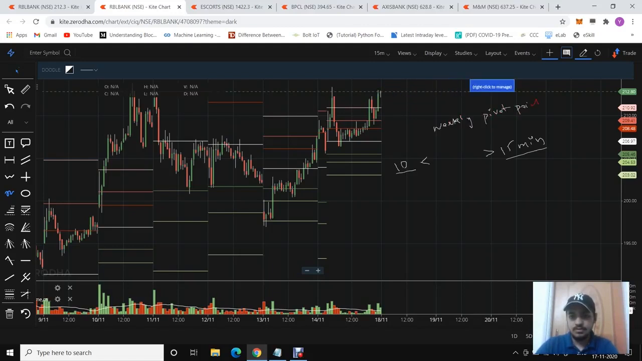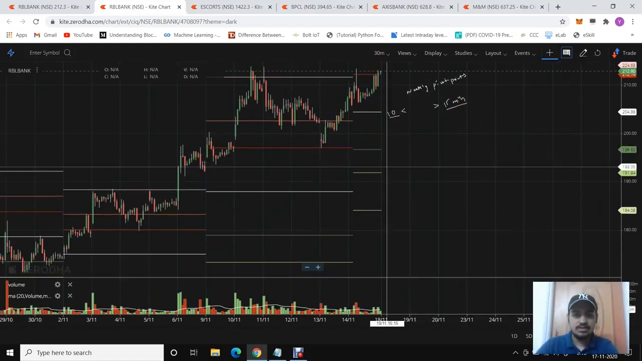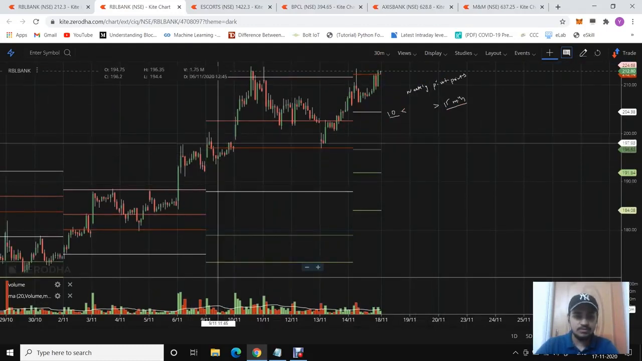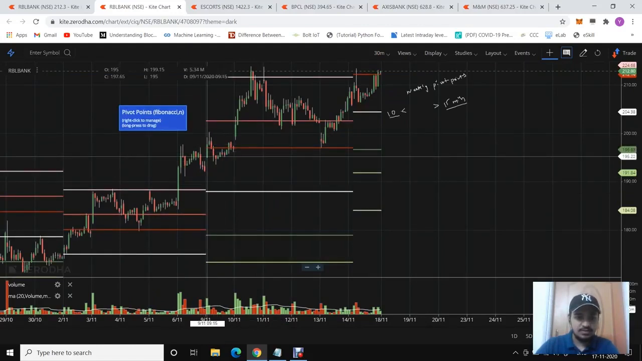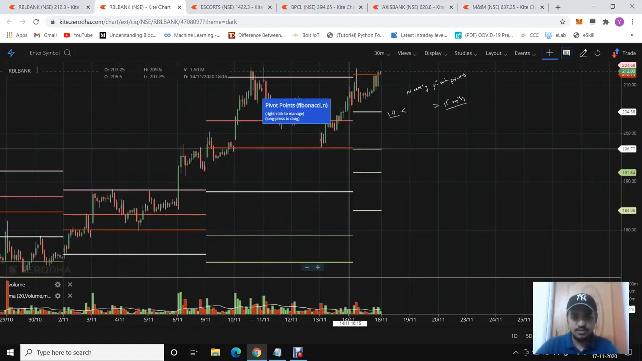Let's understand it with an example. I'll switch to a 30-minute time frame, which is greater than 15 minutes and less than 1 day. You'll see that on the 30-minute time frame we have weekly pivot points. Just have a look at this. This pivot point started from 9th of November and lasted till 14th of November, that is the entire week, the 5 trading sessions from Monday to Friday. And from 17th of November we had a new set of pivot points.